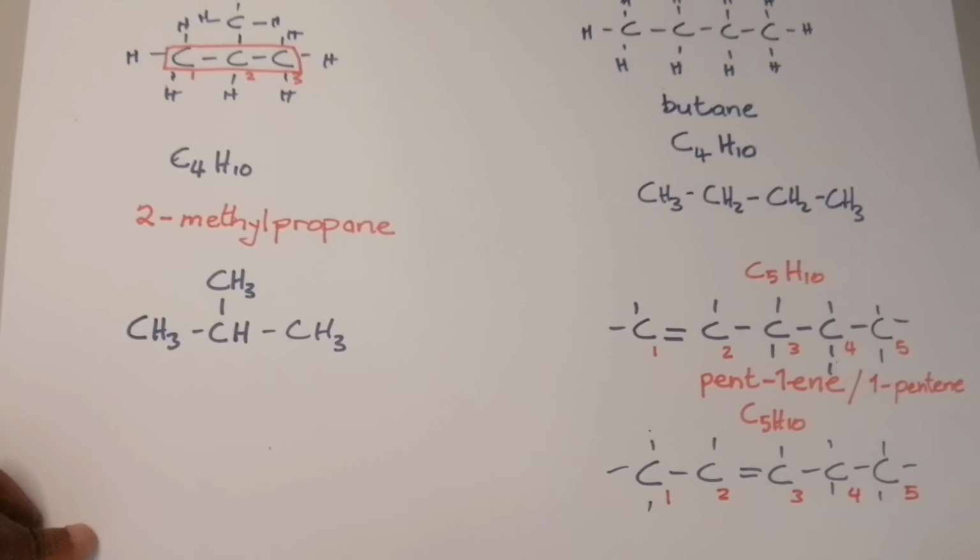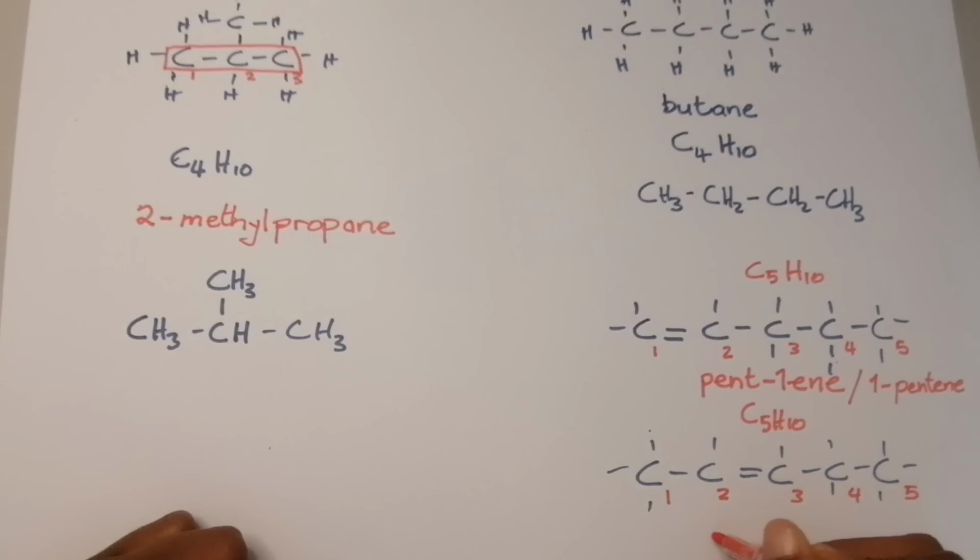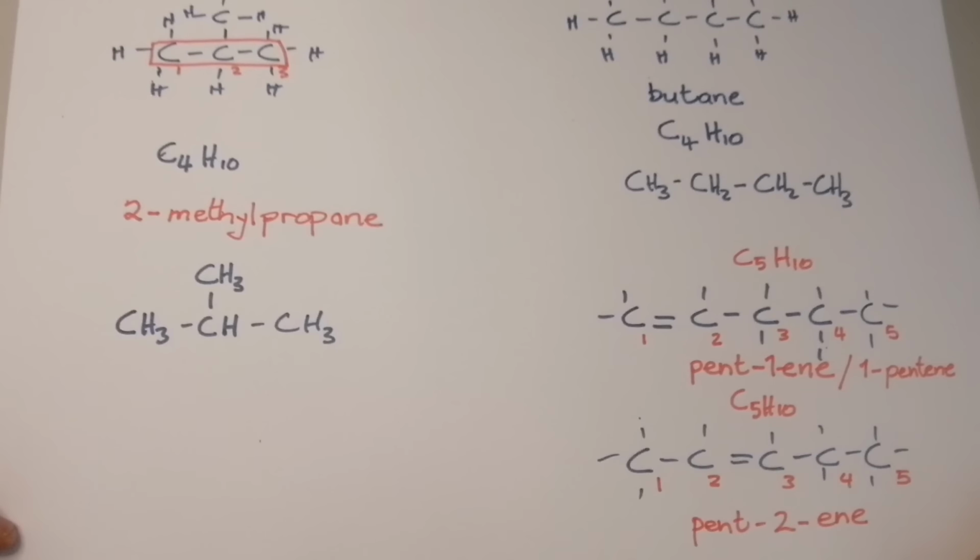Now notice once again, so how would I name it? It would be at carbon number 2, right? Between 2 and 3, which one is the smaller number? It's carbon number 2. So this would be pent-2-ene. And these are actually isomers of each other, right? So now we are more specific, right?